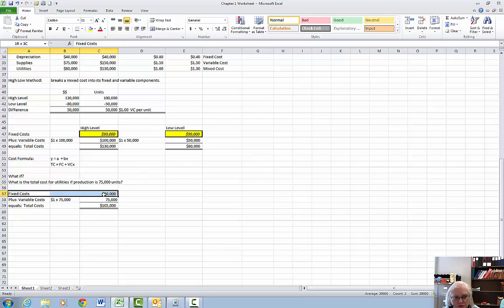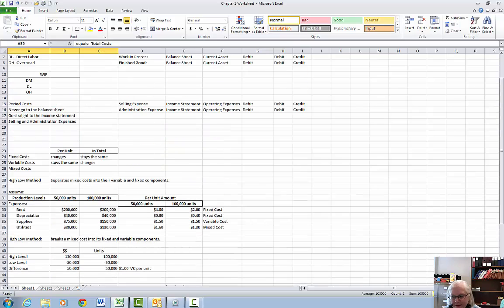So we just figured out that the fixed cost is 30,000. We can add the variable cost, $1 per unit times 75,000 units. So our total cost we can anticipate for utilities at a 75,000 unit production level would be $105,000. And that's going to be helpful when you get into the chapter on budgeting and you're trying to plan for the future to see how much it's going to cost you to produce so many units of product.